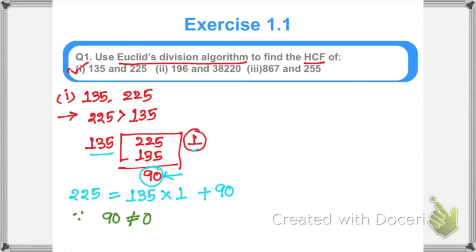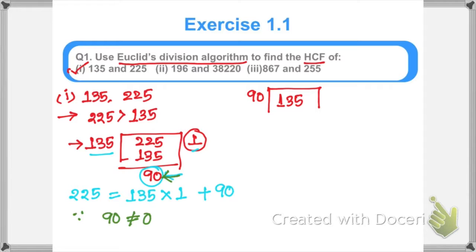Okay, now what we will do, we will take our new divisor as 90. We will consider our new divisor as 90. Why 90? Because 90 is the remainder. Okay, let's do it like that. So our new divisor will be 90 and our dividend will now become 135. So 135 divided by 90. Okay, we'll do it like this.